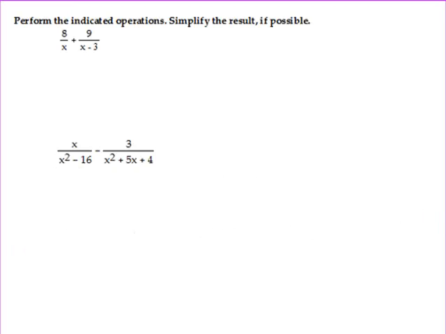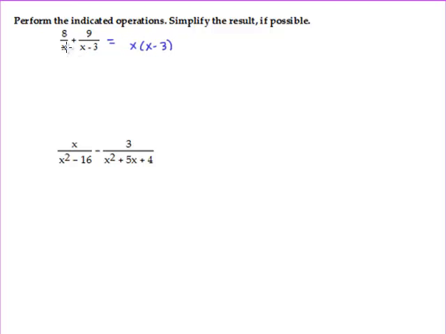Next, we need to add using common denominators, or least common denominator. So here, we have 8 over x plus 9 over x minus 3. We cannot simply try to add the two of these things together the way they are. We must get common denominators. Our common denominator is going to be x times x minus 3.